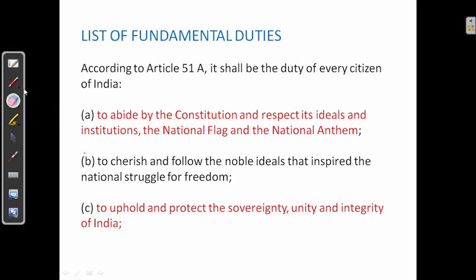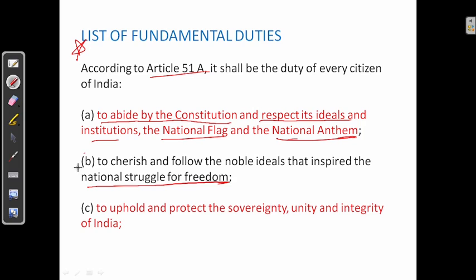Now let us see the list of fundamental duties important for prelims. According to Article 51A, it shall be the duty of every citizen of India to abide by the Constitution and respect its ideals and institutions, national flag and national anthem. The first fundamental duty is to abide by the Constitution and to respect its ideals and institutions, national flag and national anthem. Next, to cherish and follow the noble ideals that inspired the national struggle for freedom. The second fundamental duty is to cherish and follow the noble ideals that inspired the national struggle for freedom.